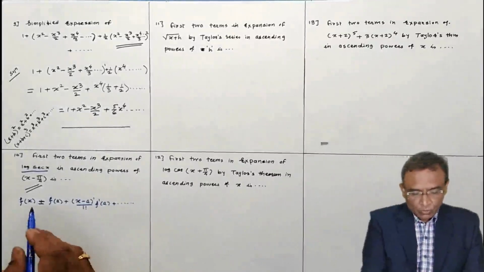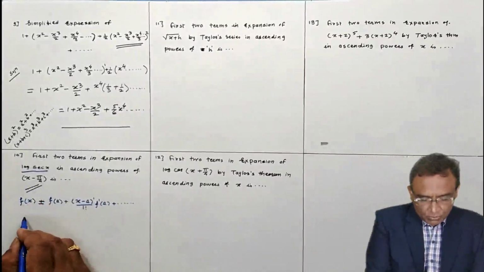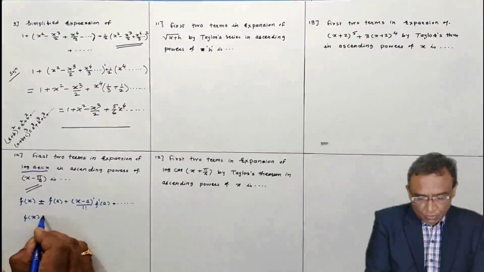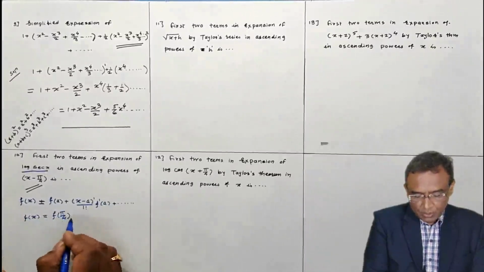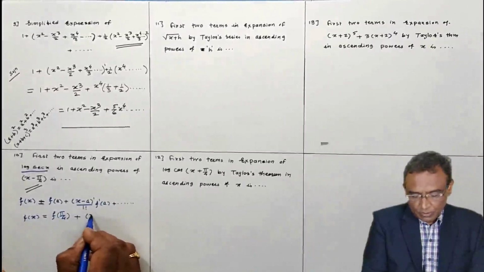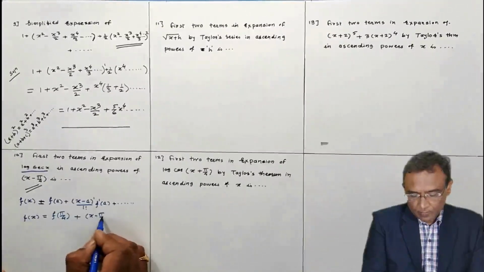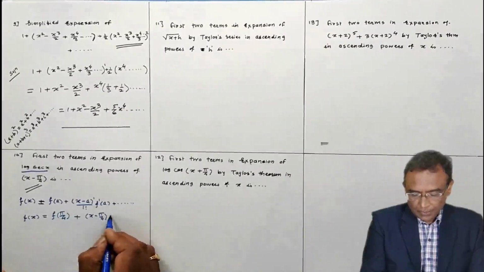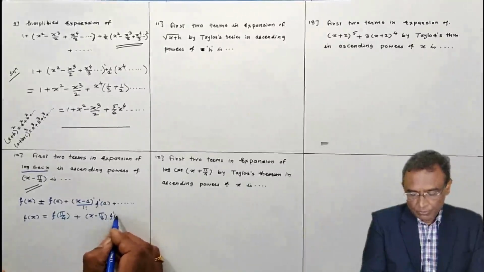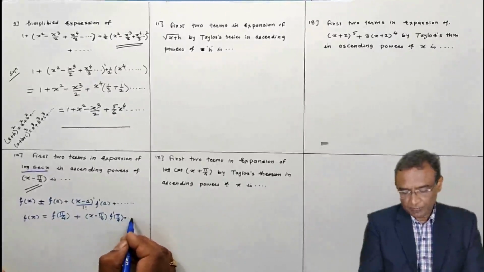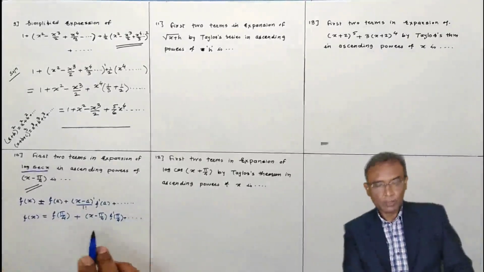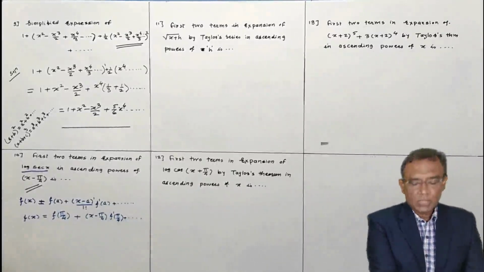Now, what is a here? A is pi by 4. So f of a, and f dash of pi by 4. Okay, if a third term is required, then I will write it. First two terms I have written. If the third term is required, I will write it.